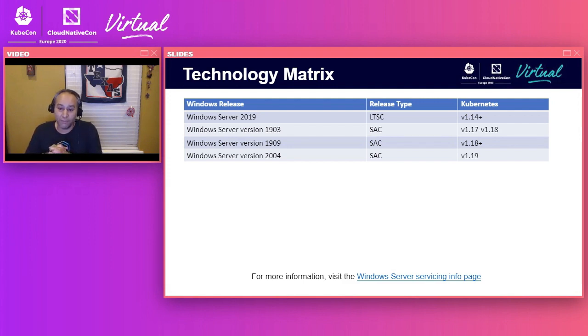Since then, we've made the decision as a SIG-Windows team that we're going to support one LTSC release and two SAC releases with every release of Kubernetes. SAC stands for Semi-Annual Channel Release, and that's a release that Microsoft ships twice a year and is supported for 18 months. With version 1.19, we're supporting Server 2019, our LTSC release, and then the two SAC releases, 1909 and 2004. 2004 is the latest and greatest release of Windows. If you want more information around the different servicing information and the different releases of Windows, there's a link at the bottom of this page that you can follow.